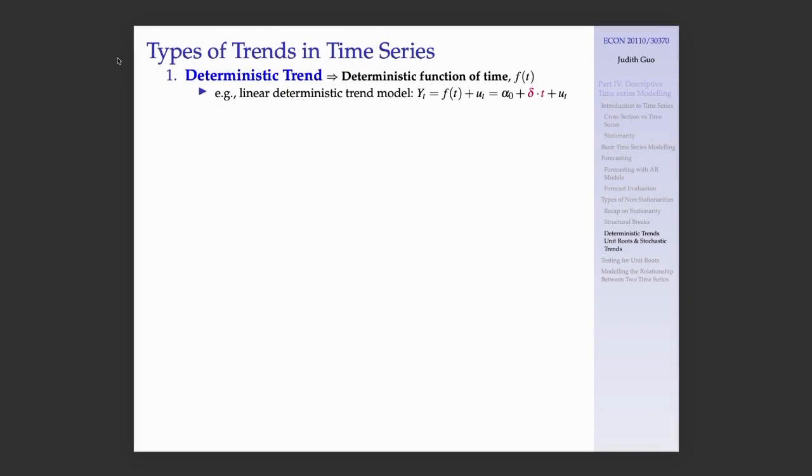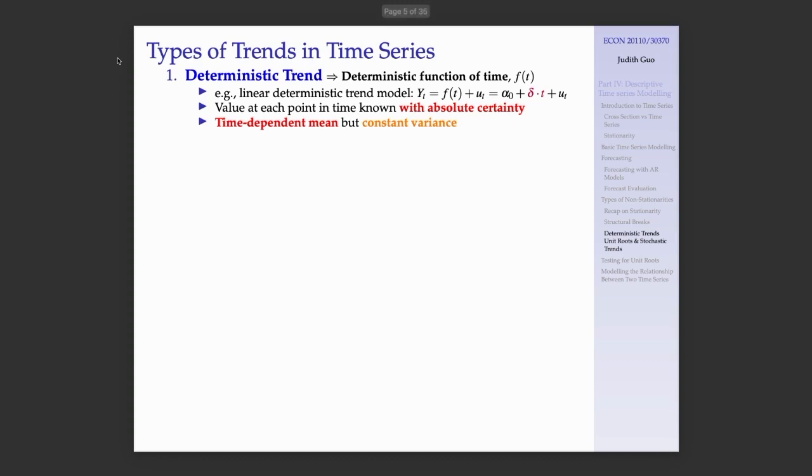For example, if you have a linear deterministic trend, then this linear deterministic function of time, the ft, is just equal to alpha naught plus delta times t, okay? The trend is deterministic in a sense that the value at each point in time is perfectly known, okay? Knowing that today t equal to 1, tomorrow we know that the t is equal to 2, 50 days afterwards, it's going to be equal to 51, okay? So it's perfectly known, therefore it's deterministic.